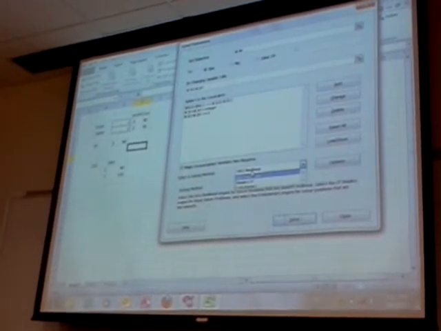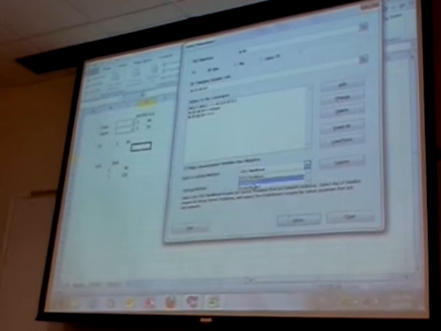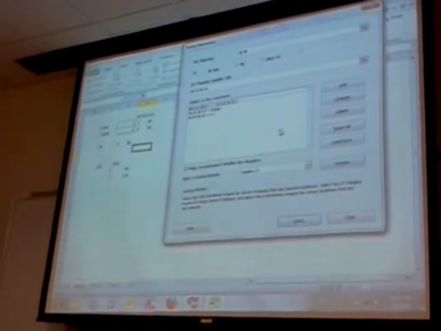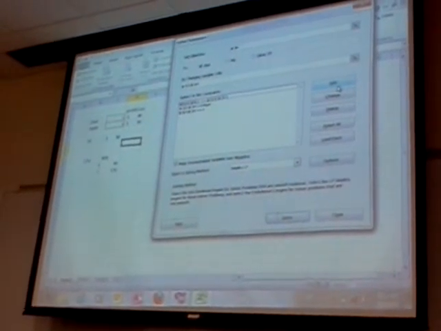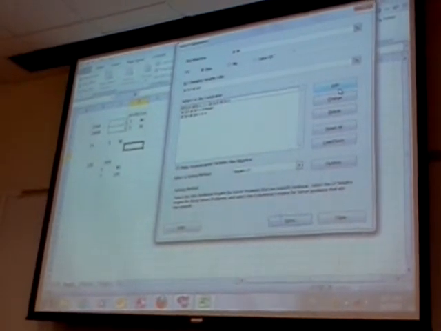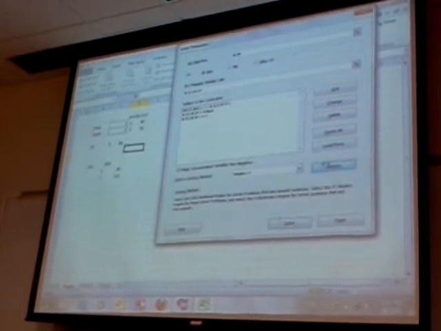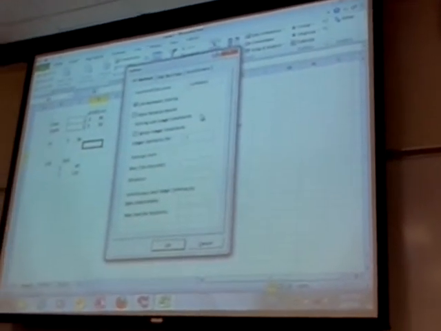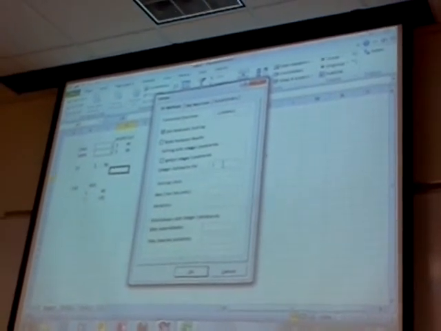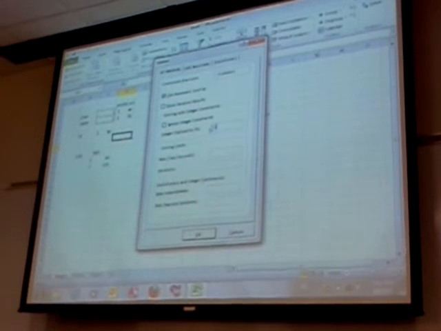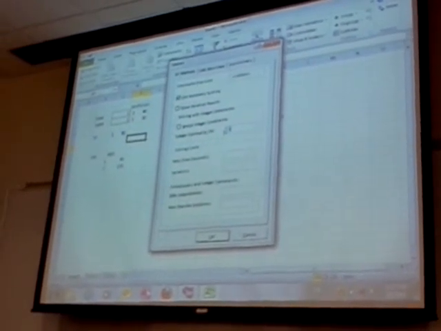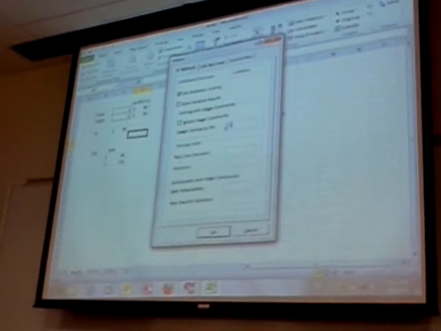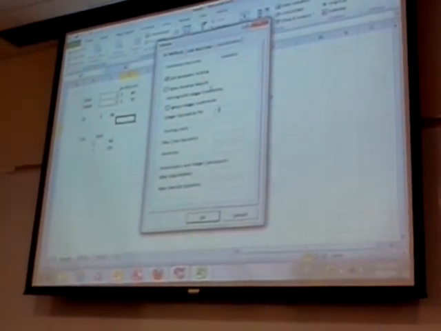You have some options for Solver. What kind of solver you want to use? Simplex LP is probably the best one to use, right? Because you already know that this is a linear program. Sometimes you need to change some options here. Let's try to solve the problem. I will show you later on what each of these options mean. As we go through the course, we will have to discuss the details of the simplex method, and I will basically let you know what we mean by each of these.